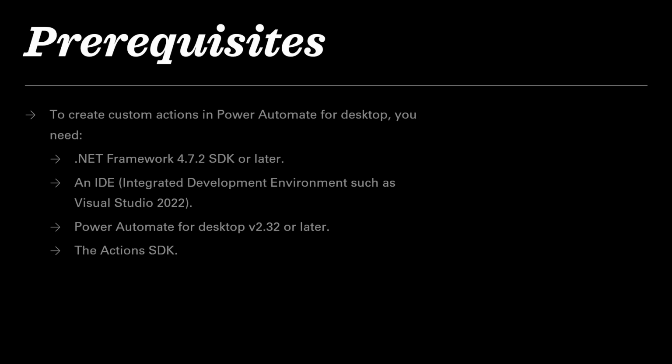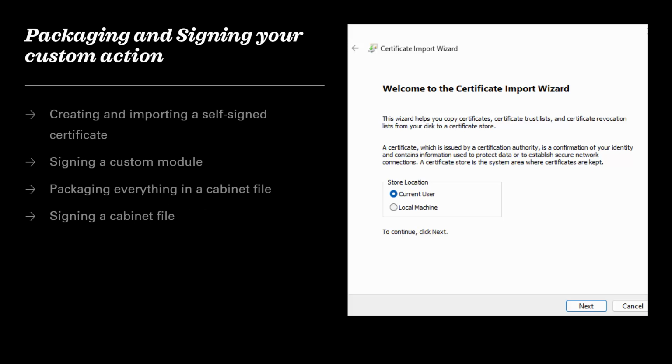And then you need to have Power Automate desktop installed on your computer, and the version of the Power Automate desktop should be 2.32 or later. And then you need to have the Actions SDK installed. So it comes as a NuGet package.